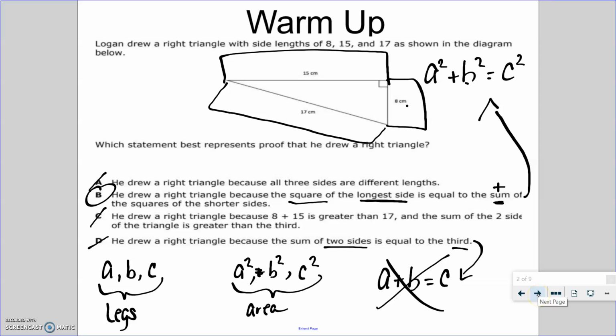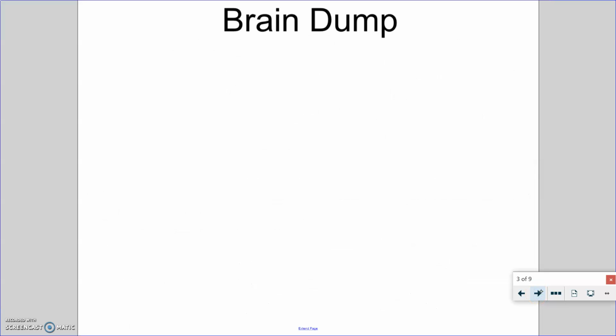Keep that in mind when you're working with word problems like this, where you're not necessarily solving for Pythagorean theorem, but keep in mind the traits and characteristics of Pythagorean. So first we're going to do a quick little brain dump. Whenever you're taking a quiz or a test, let's write down everything we know about Pythagorean theorem.